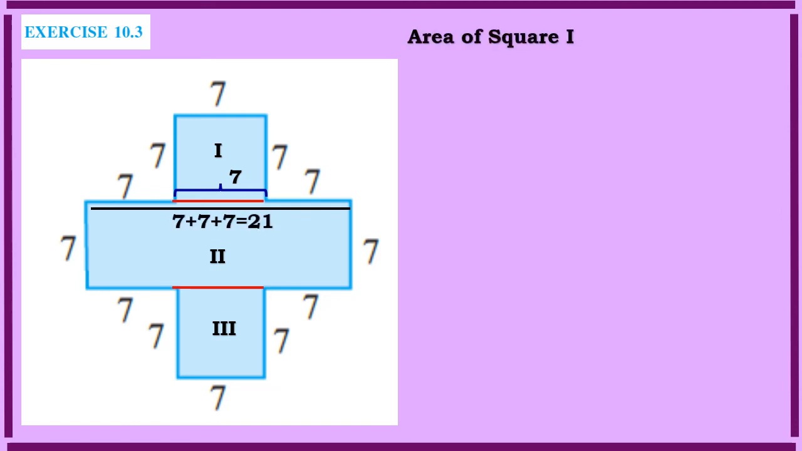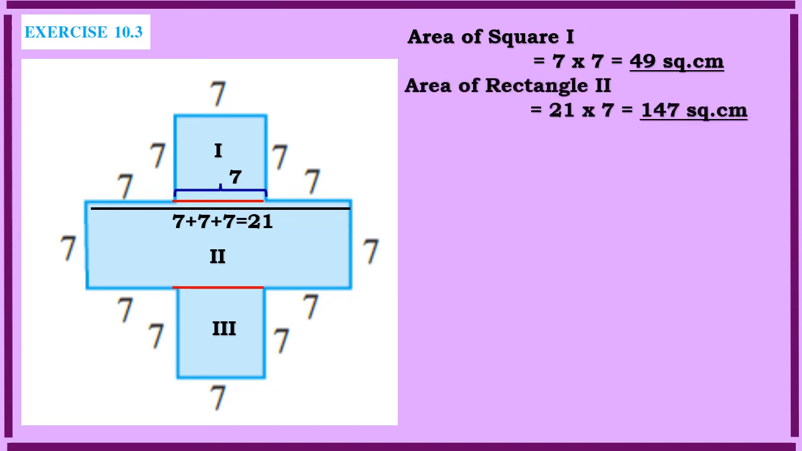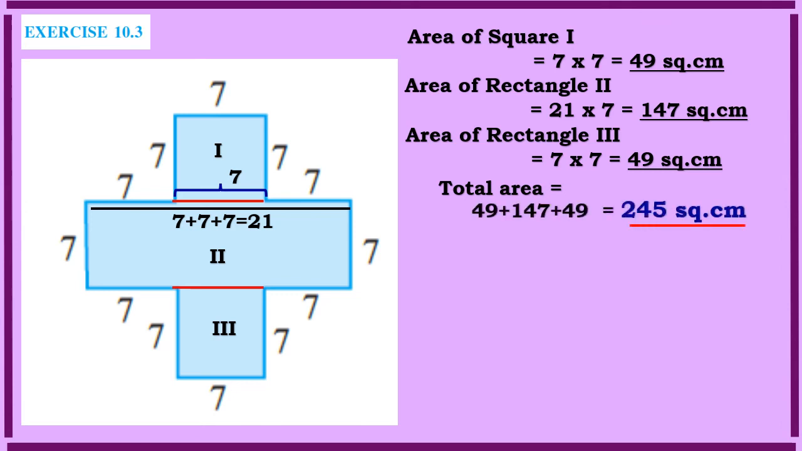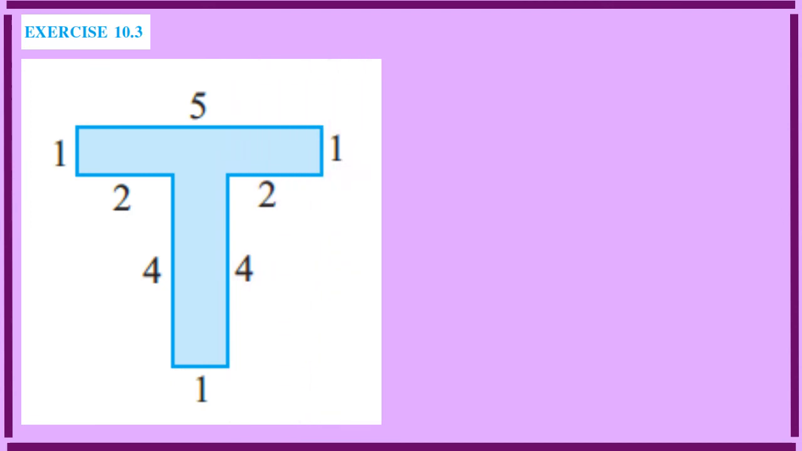Now area of rectangle 1, or no, square. It is square or rectangle, so I can say no problem. So it's a square. Yes. So 7 into 7, 49 square centimeter. Rectangle 2, 21 is the length and width 7. So 147. Then rectangle 3, again 7 into 7, 49. So add everything, you will get 245 square centimeter. Okay. Now next figure.